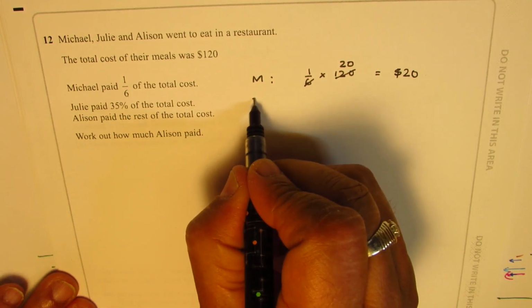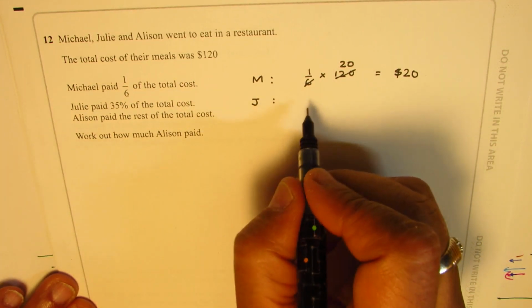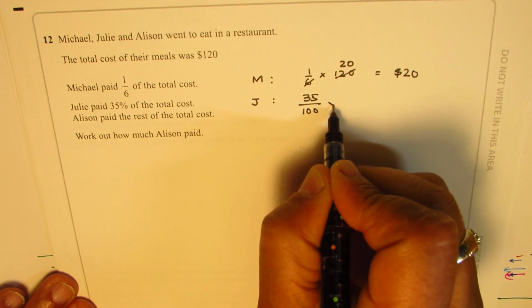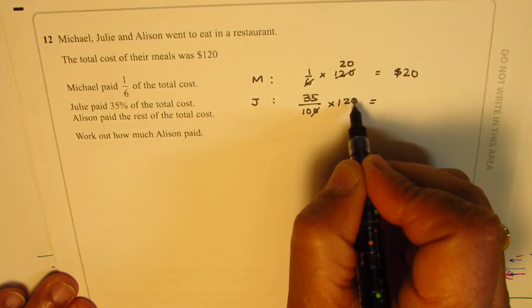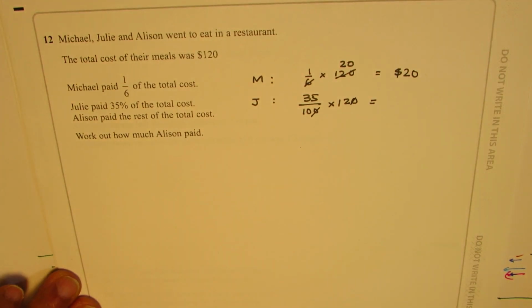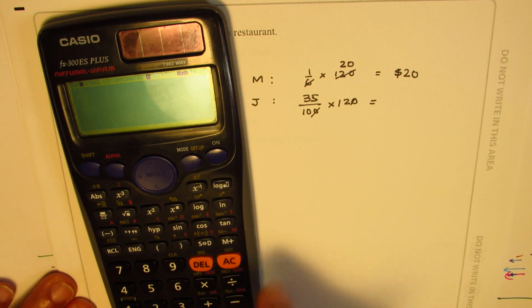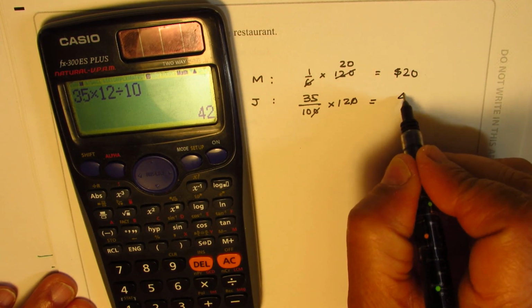35% was paid by Julie. So 35% of 120. That means 35 over 100 times 120. Correct? So you could cancel this. And at this stage, it is better to use a calculator, right? So let's do 35 times 12 divided by 10, and we get $42.